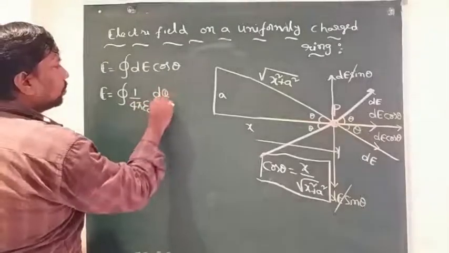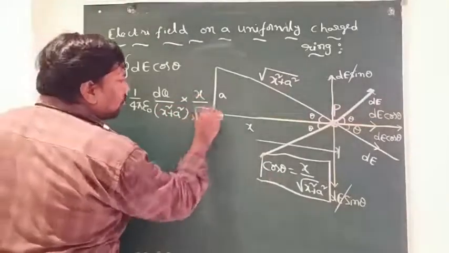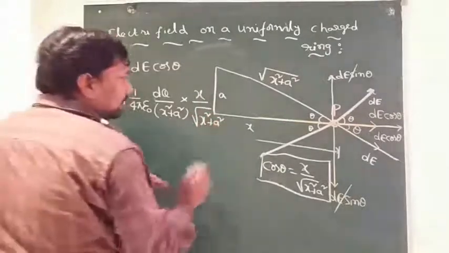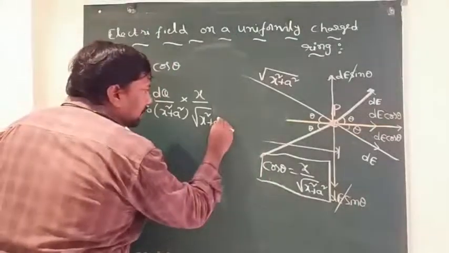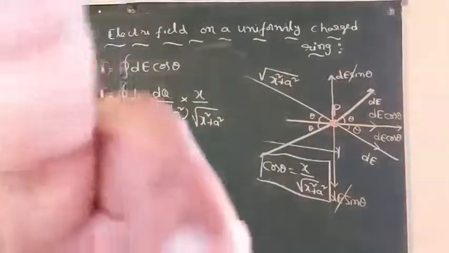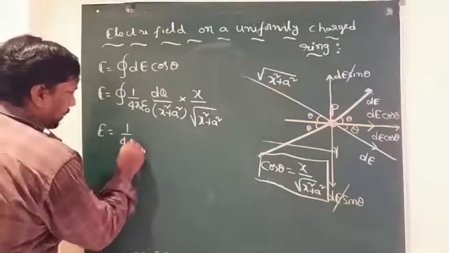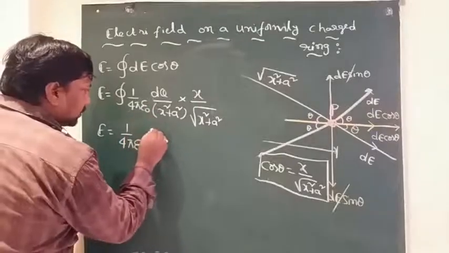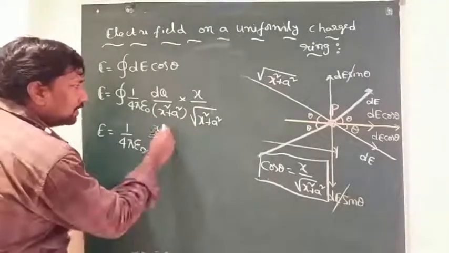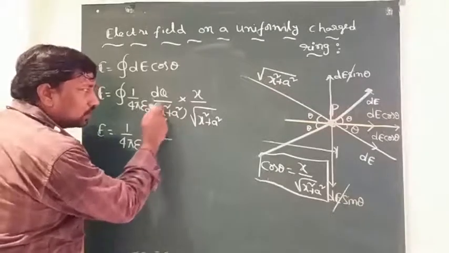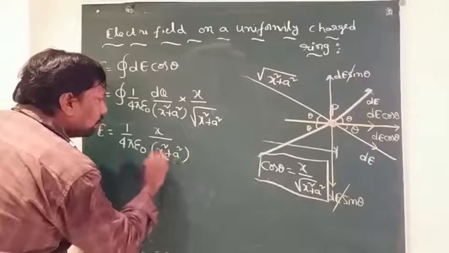Therefore, net electric field is equal to the integral of dE, that means 1 by 4 pi epsilon naught into dq by x square plus a square, into cos theta, which is x by root over x square plus a square. So this is equal to 1 by 4 pi epsilon naught into x by (x square plus a square) into root over (x square plus a square), that means x square plus a square whole power 3 by 2.